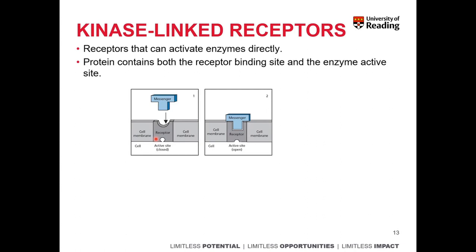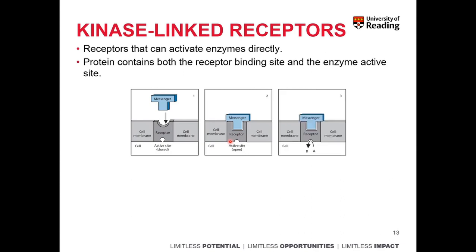When our messenger molecule enters into the receptor, we get an induced fit, and this opens the active site that is present on the inside of the cell. This active site can then begin to take in substrate and produce products through enzymatic catalysis. So this receptor has both a receptor and an enzyme built into it. The receptor binding site is on the outside of the cell, and the enzyme active site is on the inside.